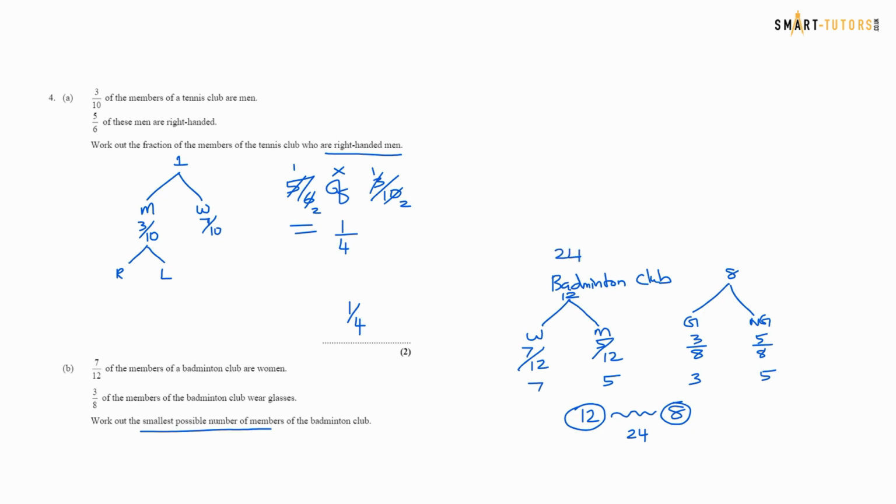So 7/12 of 24 is 14, and 5/12 is 10. So it can easily be divided into 14 women and 10 men. And 3/8 of 24 is 9, and 5/8 is 15. So the answer is 24.